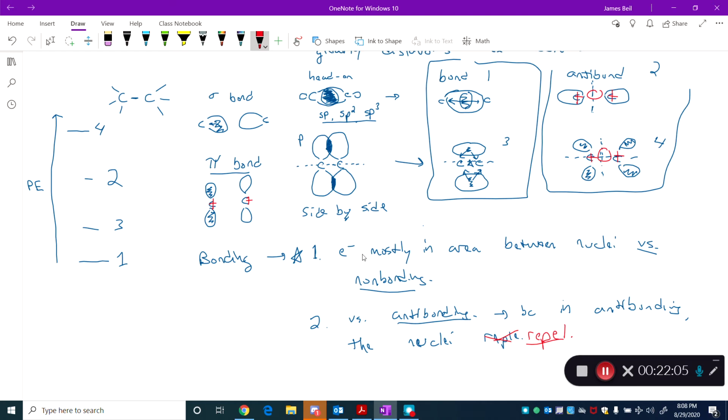So that's why the bonding is the most stable, as we talked about, and then the non-bonding is an intermediate level of stability, and then the anti-bonding is the least stable, because the anti-bonding has the extra repulsion in addition to the fact that there's no electrons to form the extra attraction like we get in the bonding compared to the non-bonding situation.